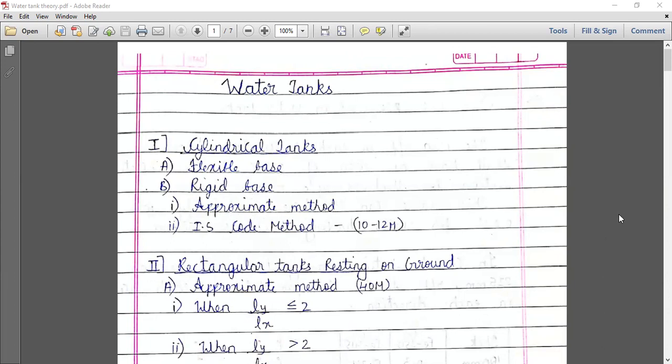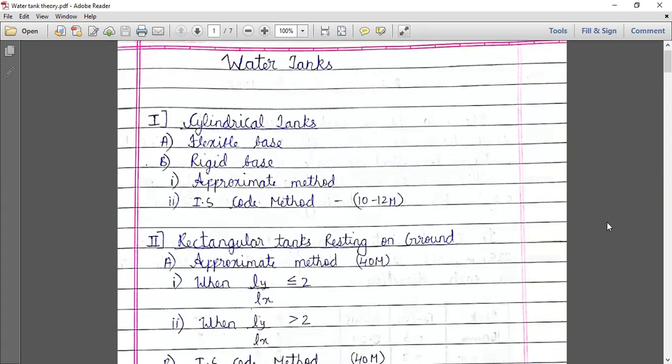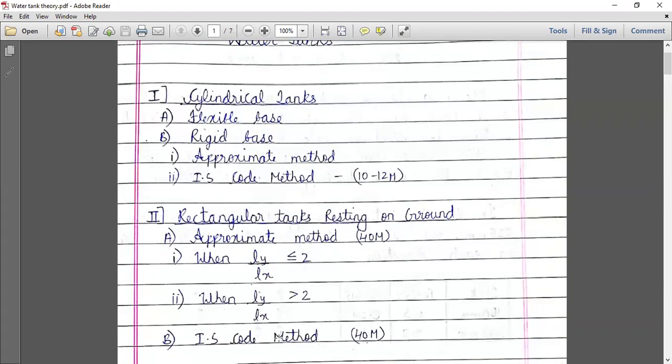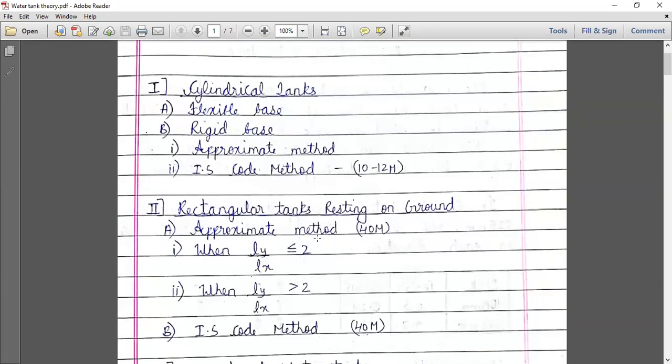Then coming to rectangular tanks resting on ground. Again, for rectangular tanks we have two methods, approximate method and IS code method. For the approximate method, we have the case when the Ly by Lx ratio is less than or equal to 2, and the case when the Ly by Lx ratio is greater than 2. And then we have the IS code method.